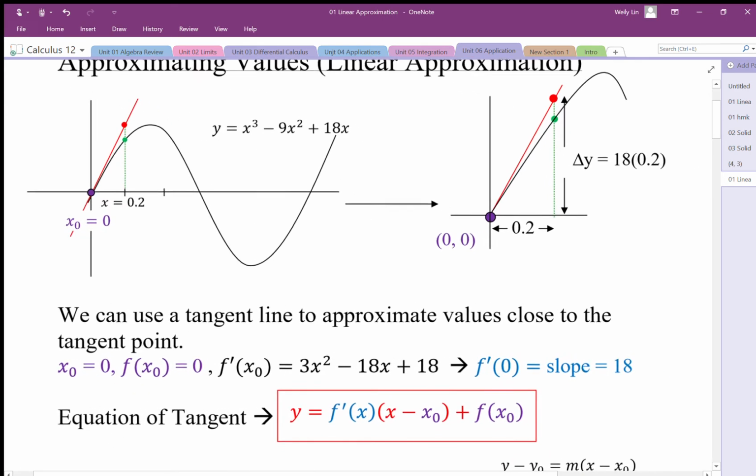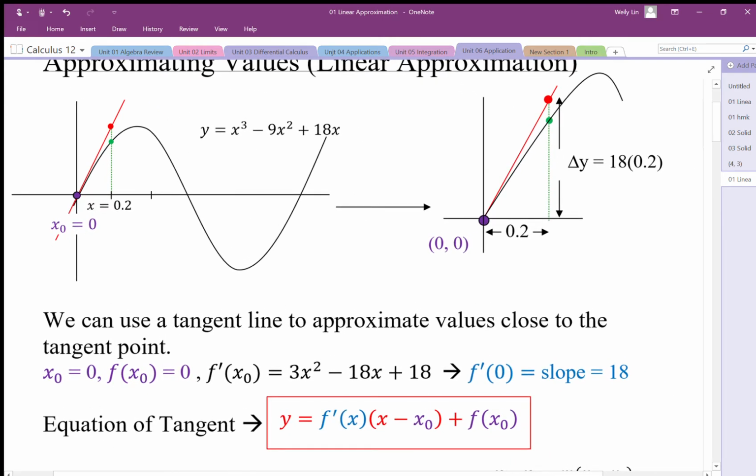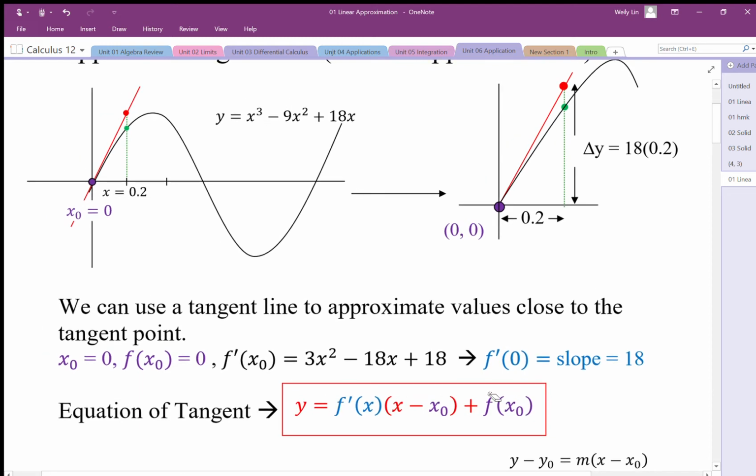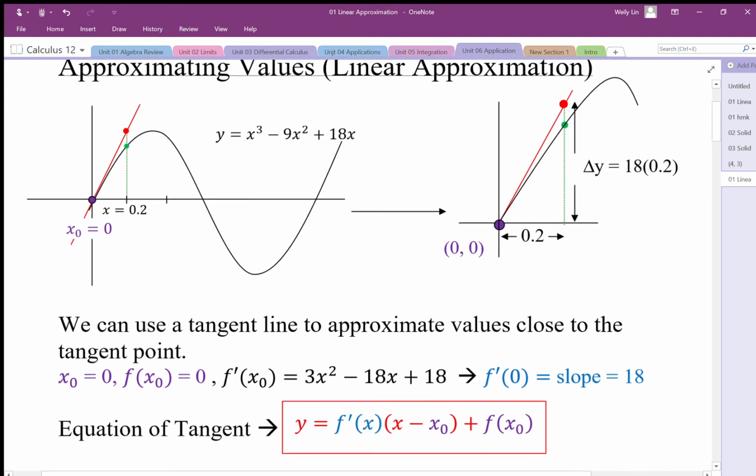So the equation of the tangent line in general looks like this. Okay, it's going to be the slope times (x minus x naught) plus y naught, or f of x naught. Okay, so this is our linearization of a tangent line. This is our tangent line linearization. And we're going to use this line to approximate points.